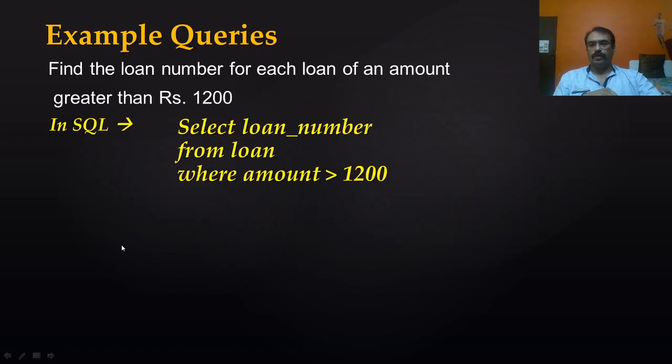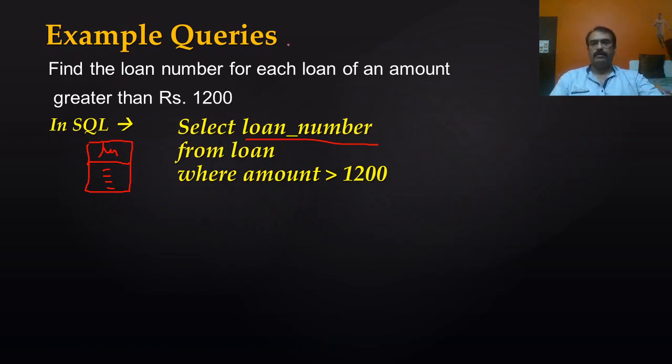Then what do you think the output of this will be? It will be a simple table with only loan number in the picture. Only loan numbers will appear, those which have amount greater than 1200, but the amount will not be printed, neither will the branch name. Only loan number is printed, because in select we have mentioned only loan number to be presented in the output.